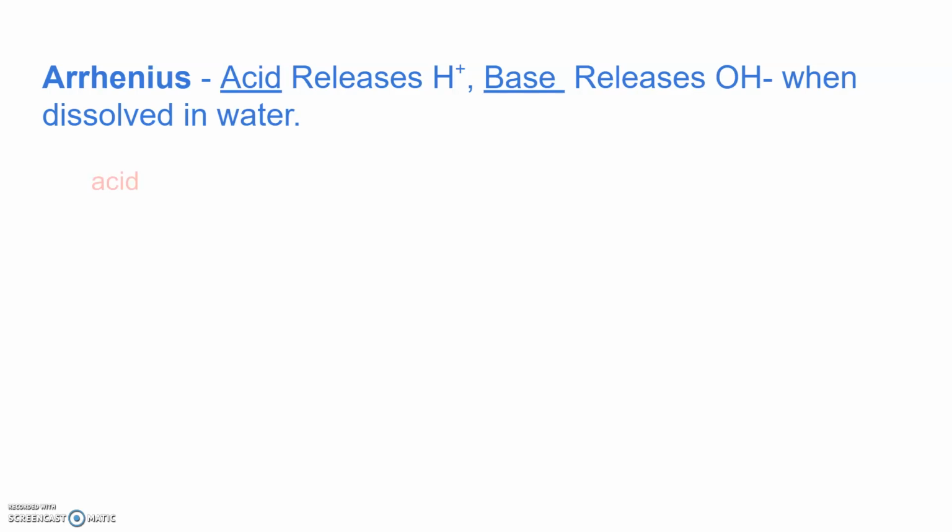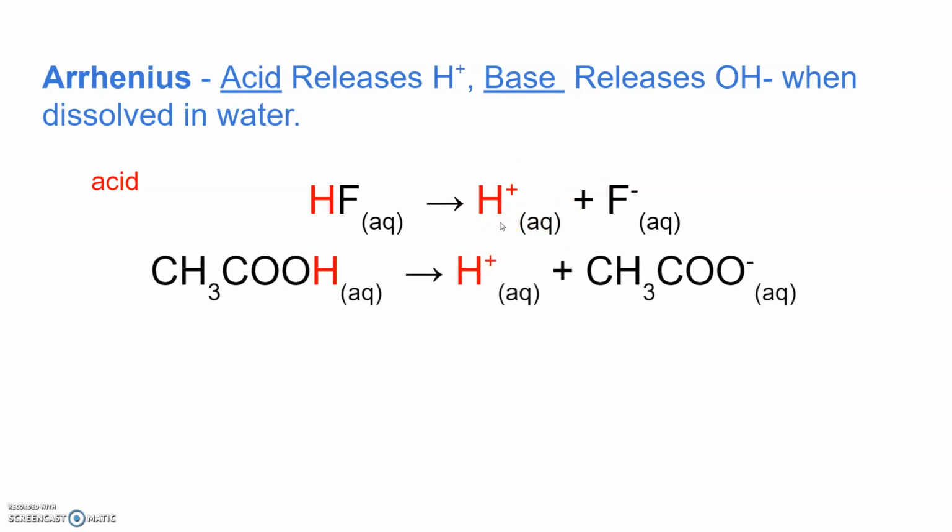For acids, when dissolved in water, they release protons. And you can see that here with this example of HF, hydrofluoric acid. When hydrofluoric acid dissolves in water, it ionizes or breaks apart into ions, things with charges, into H+ and F-. And again, it's this proton, this H+, that makes it an acid. Acetic acid also does the same thing. So this is a carboxylic acid. When it is dissolved in water, it breaks apart into H+, and then its corresponding acetate.